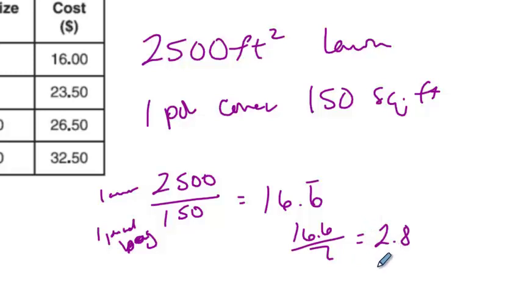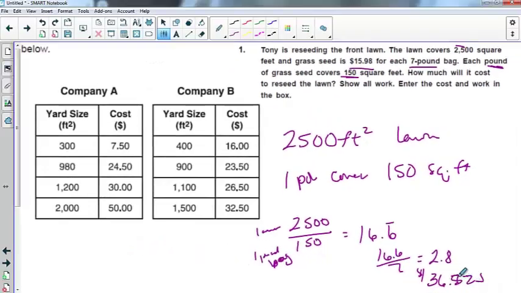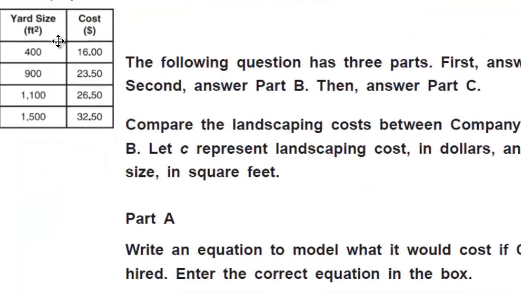What do you get though? Tell me what you get. 36.5257142855. 36 point what? 0.525. 36.525. Okay, so this is just for the seed. I want you to understand that. That's what the seed would cost. All right.